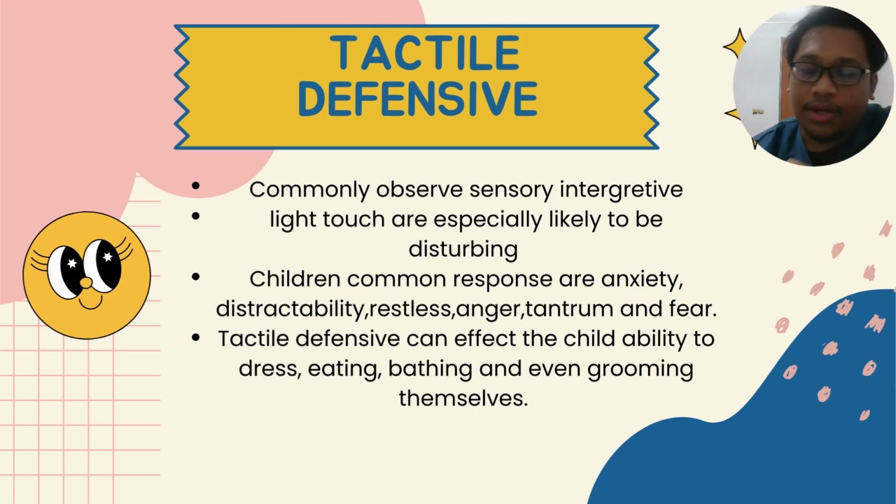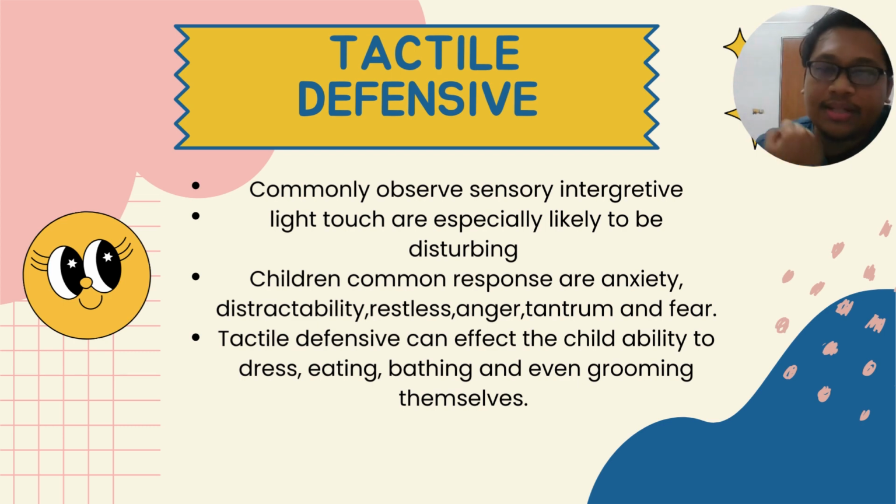What you're seeing right now is an example of the sensory problems that could happen in children. This one is called tactile defensive. Tactile means skin. This is the most commonly observed sensory integration problem. Something like light touch is especially disturbing for these children. Their common responses are anxiety, distractibility, restlessness, anger, tantrums, and also fear. Tactile defensiveness can affect the child's ability to dress, eat, bathe, and even groom themselves.